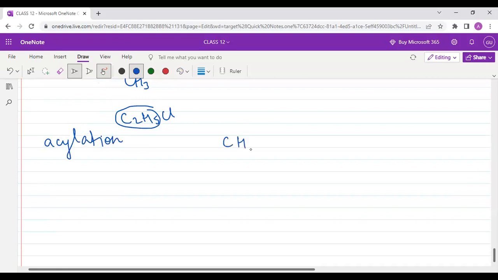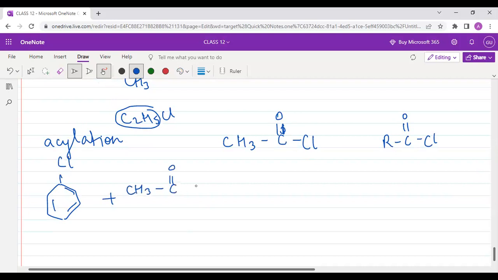So you must have seen this type of compound, CH3, C double bond O and Cl. The general form is RC double bond O and Cl. Acetyl chloride, right? Yes. So if you react chlorobenzene with acetyl chloride, that is CH3, C double bond O and Cl, in the presence of anhydrous AlCl3, here the electrophile generated will be CH3, C double bond O, with plus charge on this carbon. So it will get attached to the benzene ring through this carbon at ortho and para positions.